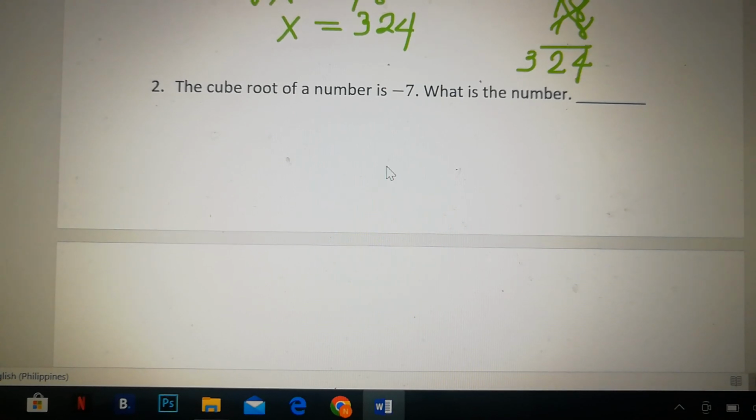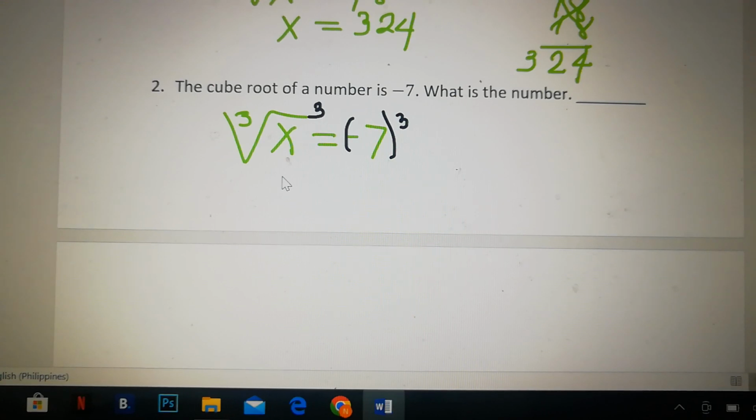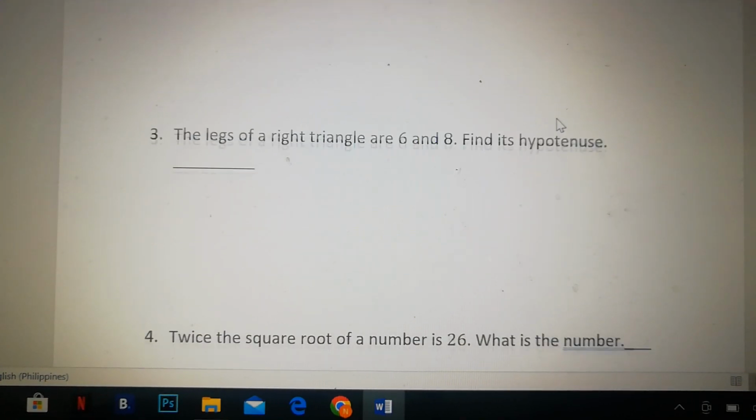The cube root of a number is negative 7. What is the number? If you cube both sides of the equation, since the index is 3, you simply remove the radical. So the answer is the radicand, which is equal to x. Negative 7 times negative 7 is 49, times 7, 343. So the answer is negative 343.